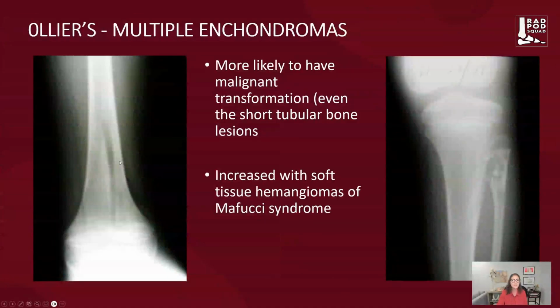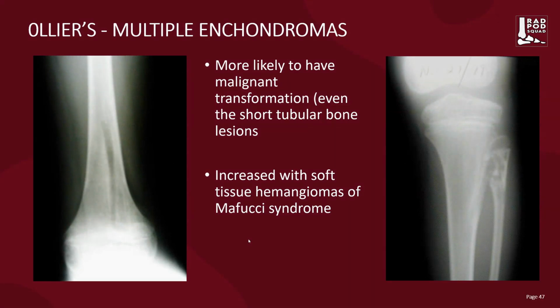In Ollier's, some of these examples I have in my teaching files of multiple enchondromas, we can see these long linear cartilage rests. They're more likely to have malignant transformation, even more than the short tubular lesions, and increase with soft tissue hemangiomas, that is the version of Maffucci syndrome.